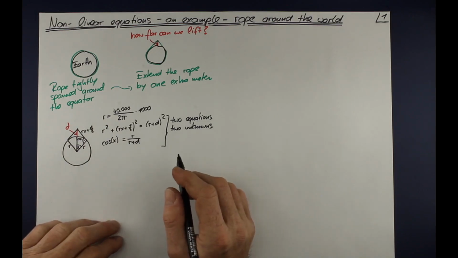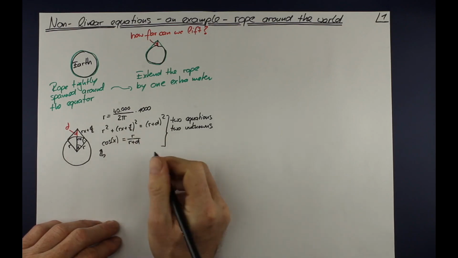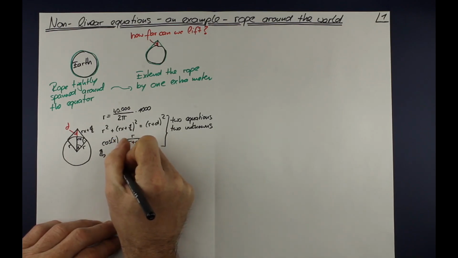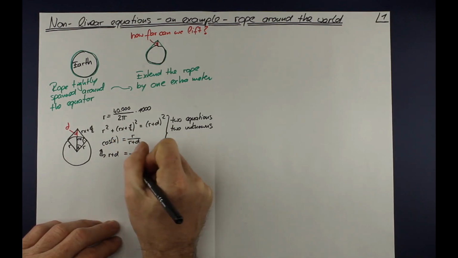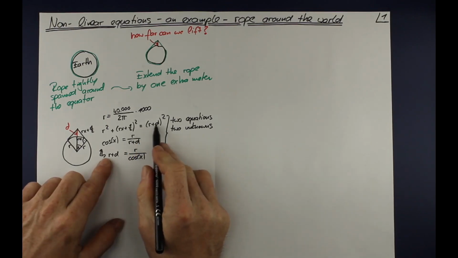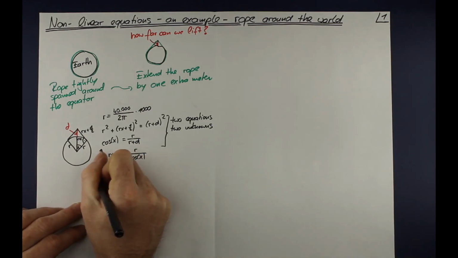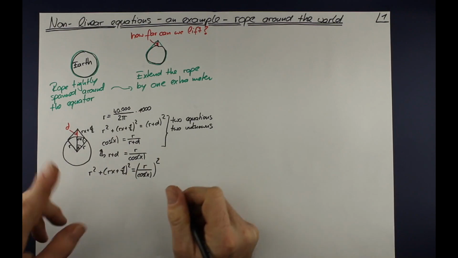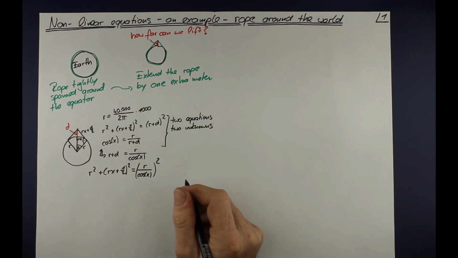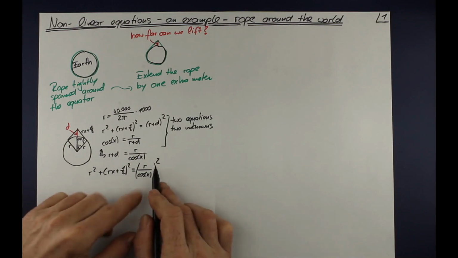Yes, it is, because this equation here is equivalent to r plus d is r divided by cosine x. And now we can substitute r plus d by that. So we have r squared plus, and now we have our one equation. Okay, so we have one equation, something on the left hand side, something on the right hand side.